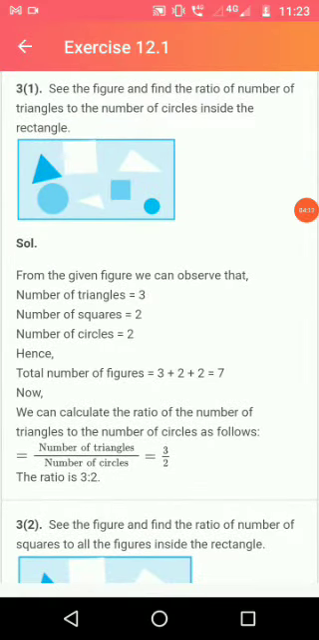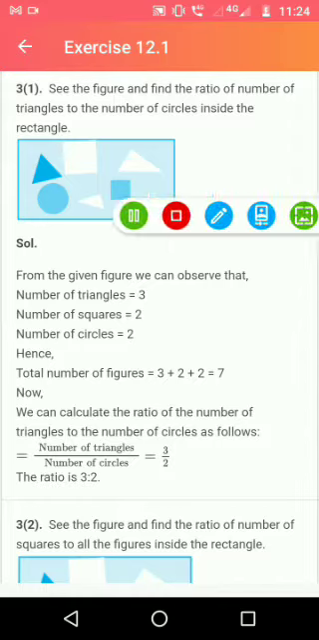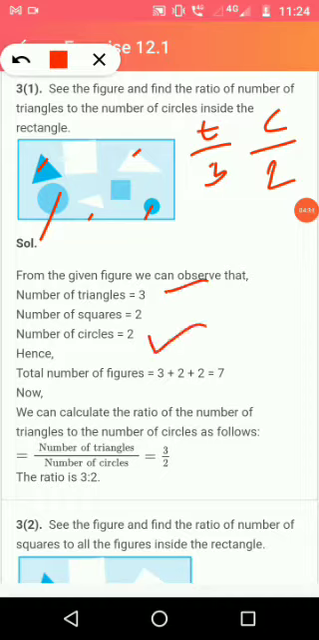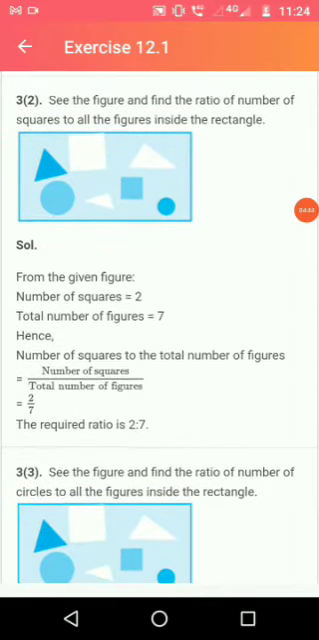Coming to the next question. See the figure and find the ratio of the number of triangles to the number of circles. So, how many triangles are there? There is 1, 2, 3 triangles. Triangles you have 3. How many circles are there? 1, 2 circles. Circles you have 2. So, 3 triangles, 2 circles I have. So, here 3 is to 2. So, that is it. Next question.